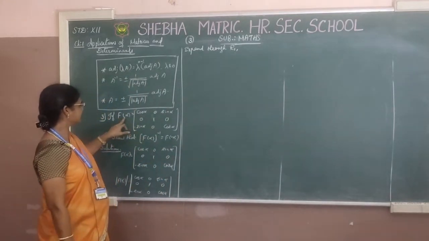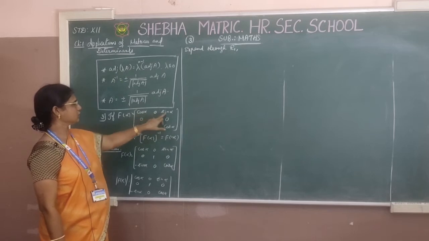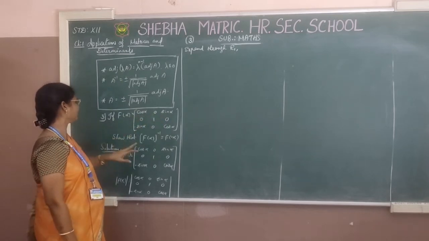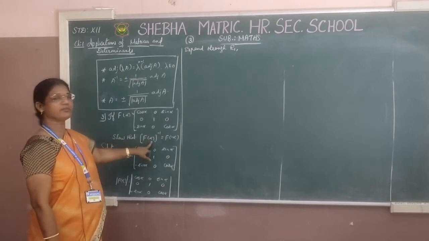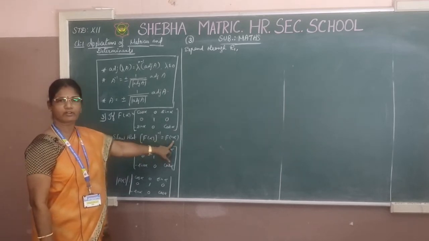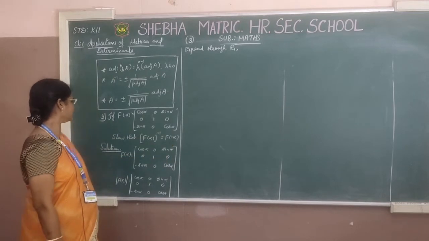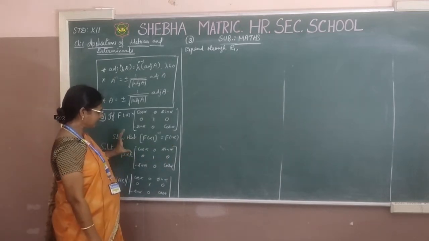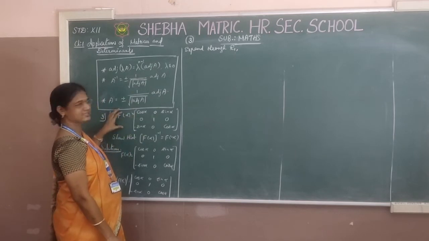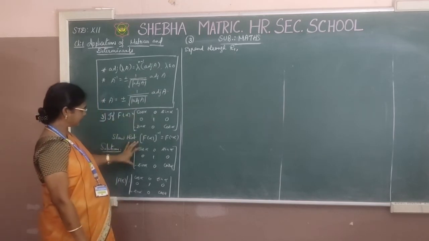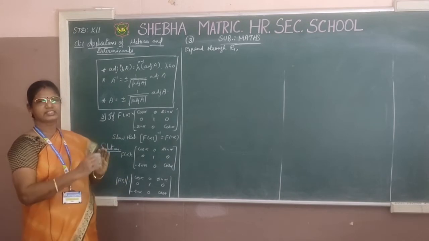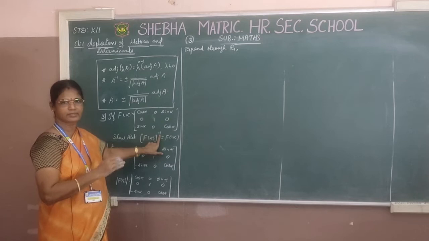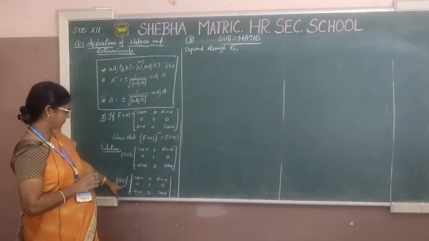Your third sum is f of alpha equal to cos alpha 0 sin alpha, 0 1 0, minus sin alpha 0 cos alpha. And show that f of alpha the whole inverse equal to f of minus alpha. First we have to consider the given matrix. Given matrix is f of alpha, isn't it? First write this and then find the determinant value. Before finding inverse, we want the determinant value.